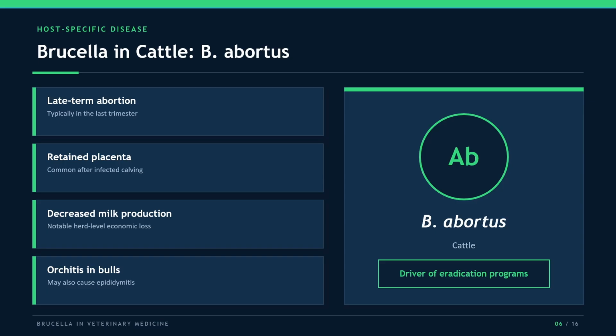B. abortus causes late-term abortions, typically in the last trimester. Cows may retain the placenta, and milk production often drops. Bulls can develop orchitis or epididymitis. Calves born alive may be weak or infected at birth. This disease has major economic impacts, which is why eradication programs have been so important in North America.